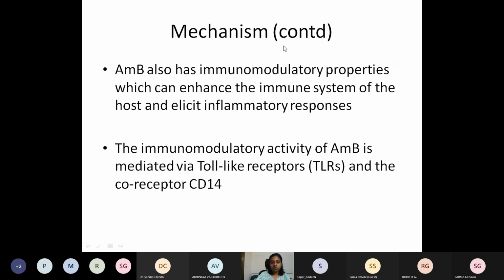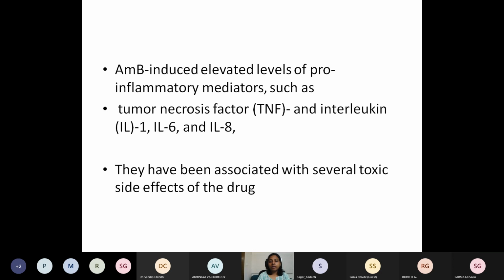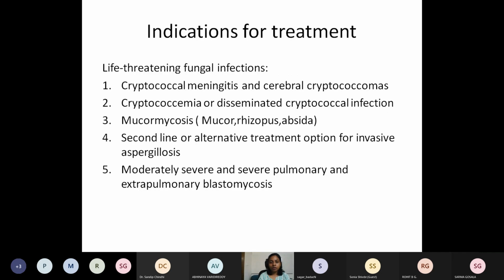Okay. Amphotericin B also has immunomodulatory properties, which means that it changes the immune system and enhances it to help the host elicit an inflammatory response. It does this through toll-like receptors and the co-receptor CD14. And there's an increase in tumor necrosis factor and interleukins 1, 6, and 8. This is also the reason why there are several toxic side effects, such as infusion reactions. So this is briefly about the mechanism of action.